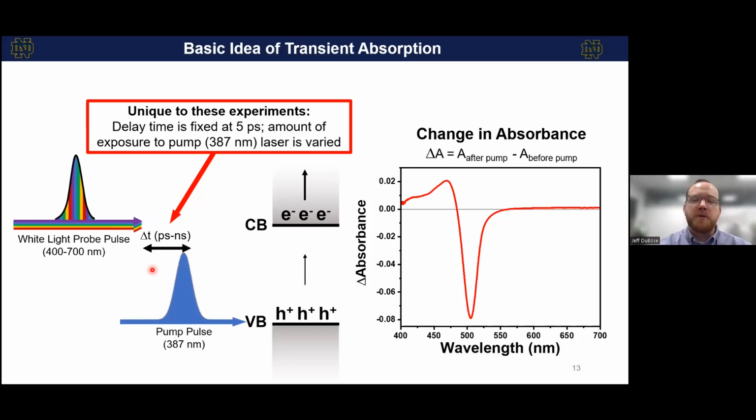In this case, we wanted to look at those initial excited state features that are produced, because that gives us a fingerprint of what's there in terms of the charge carriers before they have a chance to migrate around. So in this case, what we're doing is we're fixing that delta T, and what we're varying over time is just the exposure time to that pulsed pump laser.